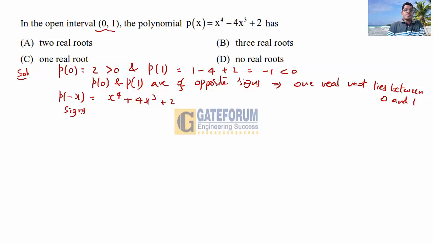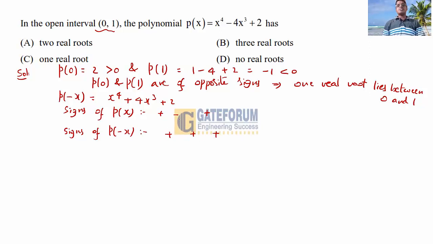Look at the signs of P of x, that is the symbols of the coefficients of the terms. The x power 4 coefficient is plus, the x cube coefficient is minus 4, and the constant term is plus. So that is plus, minus, plus. Similarly, the signs of P of minus x are plus, plus, plus. Here there is no change, which means it has no negative real roots.